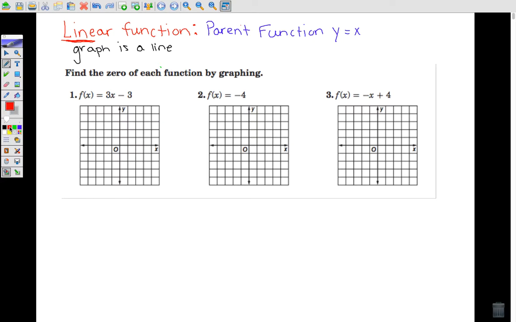It says find the zero. So I want you to go ahead and underline that 0. And over here we're going to write down this word ROXS. R stands for roots. The O stands for zeros. X stands for x-intercepts. And S stands for solutions.